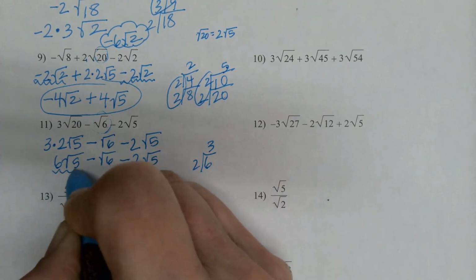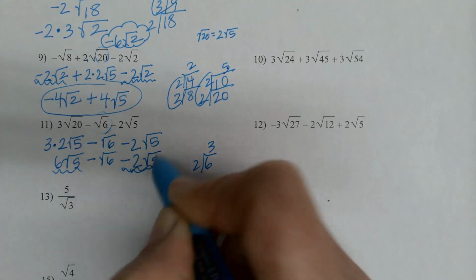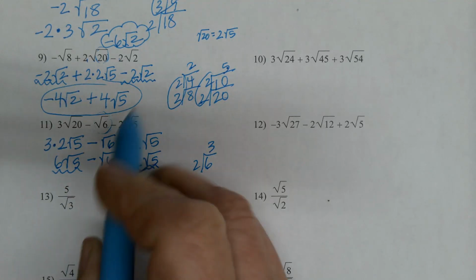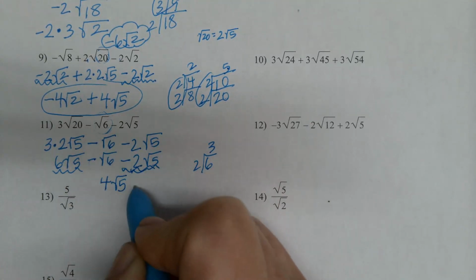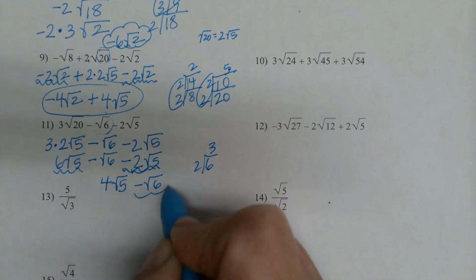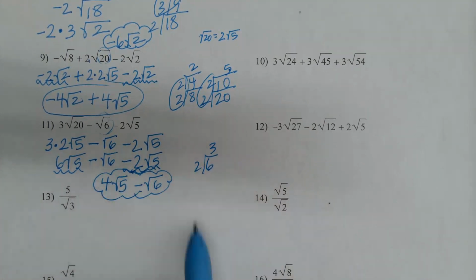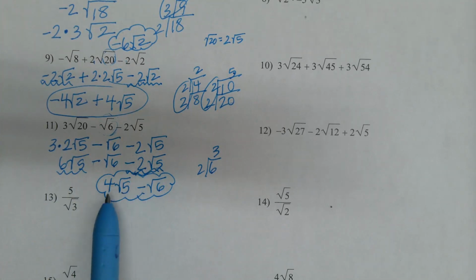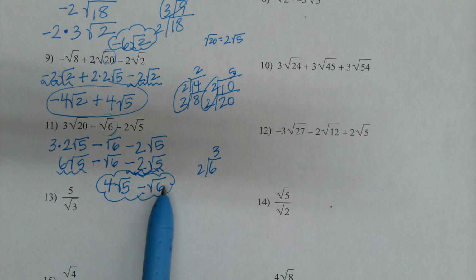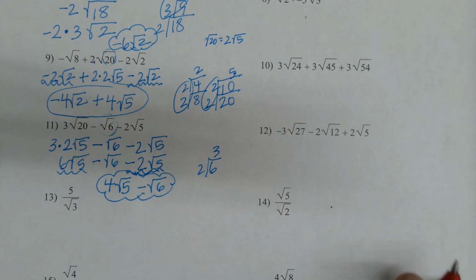So the square root of 5's can be combined together. That's 6 minus 2, 4 times the square root of 5, and then this guy just goes on the end, minus the square root of 6. So my final answer there, 6 times the square root of 5 minus 2 times the square root of 5 gives me 4 times the square root of 5, and then the minus square root of 6 doesn't have anything that it can combine with.